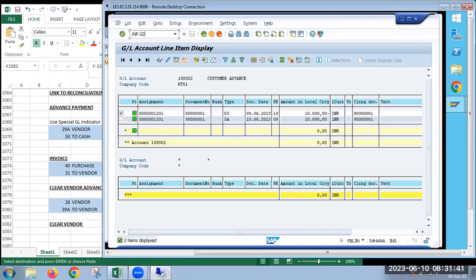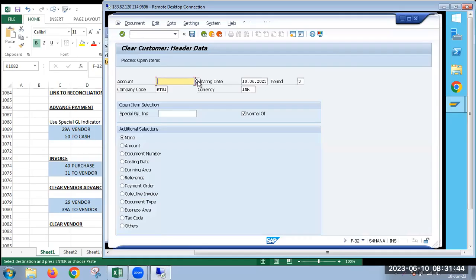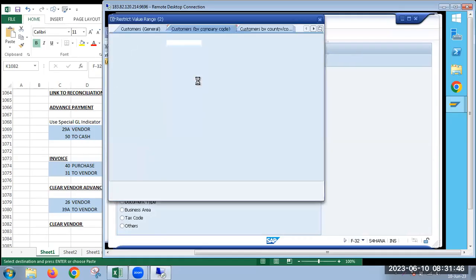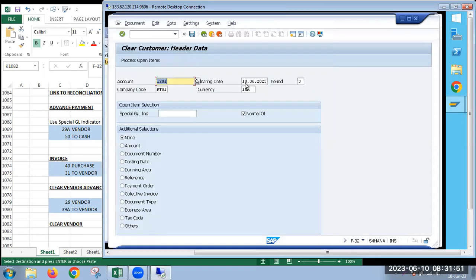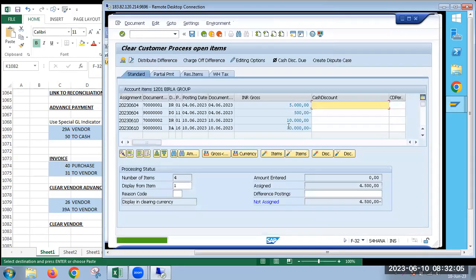Sorry, F-32, customer. The clearing date, company code currency. Now, we are not going to consider any special GL transactions here. Directly go for process open items, so that all four open transactions we can see here. These two transactions we have to match and we have to close or clear.